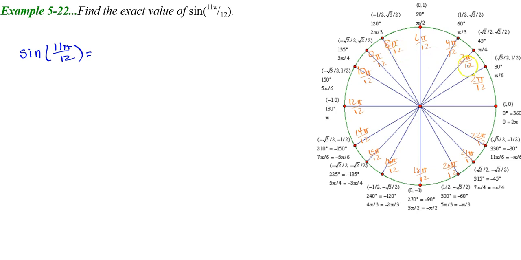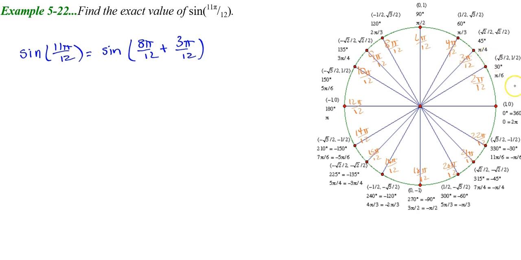So I could do 8 pi over 12 plus 3 pi over 12. I could do 9 pi over 12 plus 2 pi over 12. You could also do some subtractions on this one. So I could do maybe 15 pi over 12 minus 4 pi over 12. It doesn't matter, you just have to find two that are going to work. So I'm going to start with that first one that we came up with. I'm going to write this as sine of 8 pi over 12 plus 3 pi over 12.